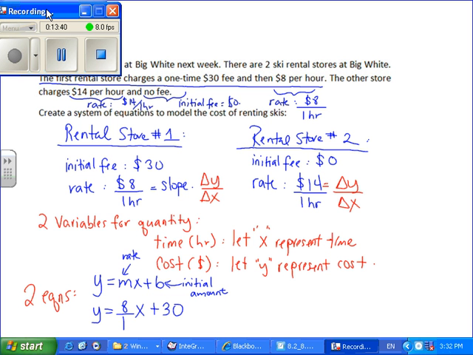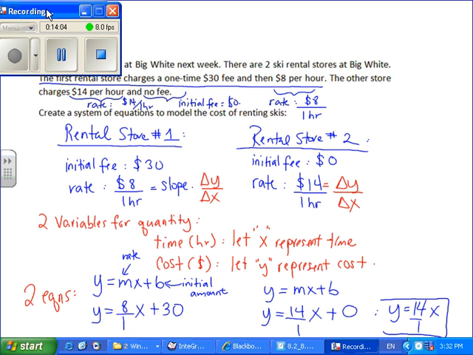For the second rental store, we can do the same thing. y is equal to mx plus b. Well, y is equal to the rate, which is going to be 14 over 1, times time, or times x, plus our initial fee, which is nothing. And so we could simplify that to y is equal to 14x, or 14 over 1 x.